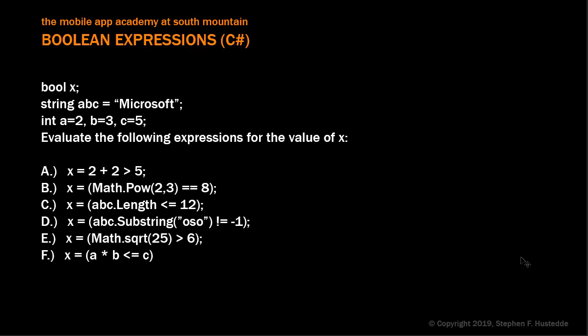So I'm going to give you a couple minutes. I've got 6 different expressions here. What I'd like you to do is pause the video at this point and see if you can evaluate these expressions labeled A, B, C, D, E, or F for the variable x. Would x contain the value true, or would it contain the value false, given that A equals 2, B equals 3, and C equals 5? When you think you have those figured out, resume the video and you'll see the correct responses.